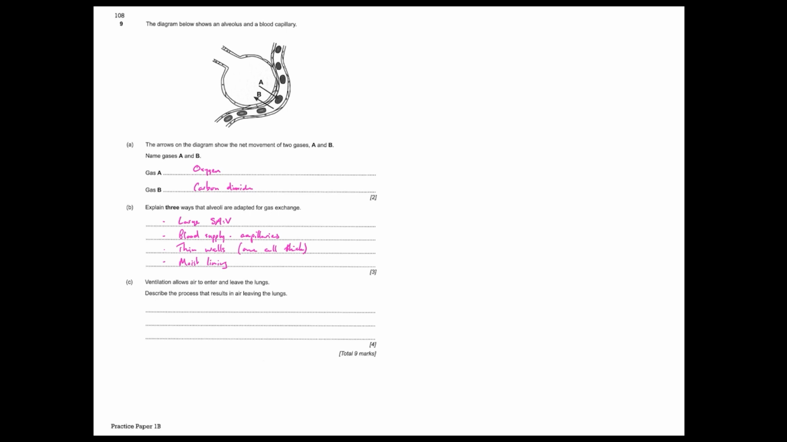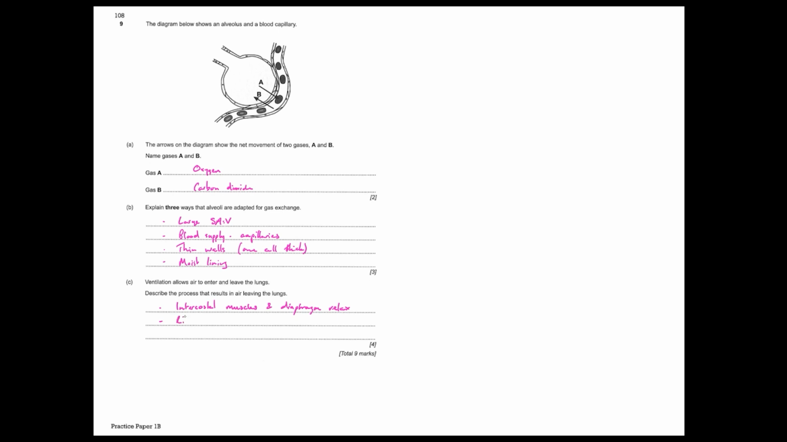Okay, ventilation allows air to enter and leave the lungs. Describe the process that results in air leaving the lungs. Okay, so this is breathing out. With any ventilation question, we need to be talking about what muscles are contracting and relaxing, what then happens to the pressure within the lungs, and therefore what happens to the air. So in this case, air is leaving the lungs, this is breathing out. So we'll start this with the muscles. So the intercostal muscles and the diaphragm will relax.